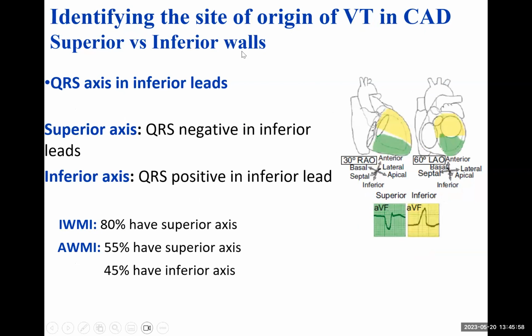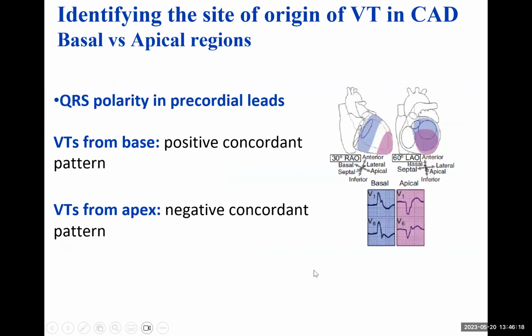To differentiate between superior and inferior wall, we look to the inferior leads. If the inferior leads are negative, this is superior axis, i.e. the source of the tachycardia is coming from the inferior surface of the heart. If the axis is inferior, i.e. positive in inferior leads, the tachycardia is coming from the superior surface of the heart.